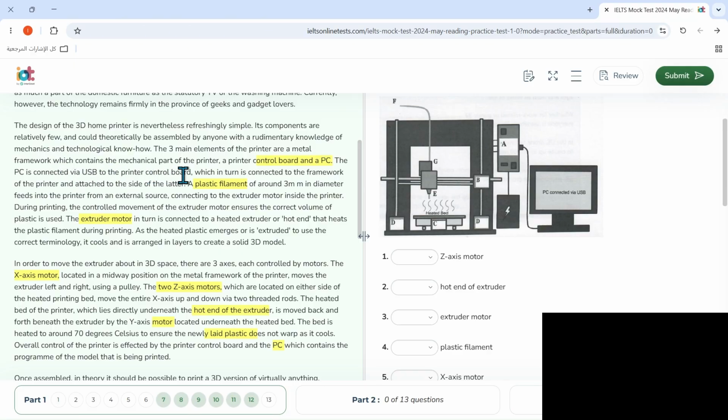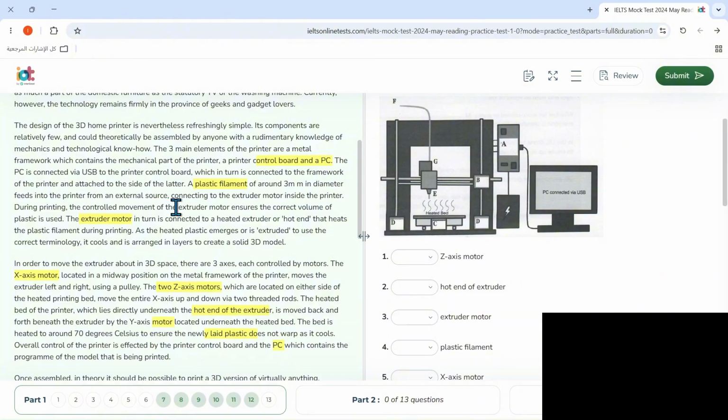Which contains the mechanical part of the printer, a printer control board, and a PC. The PC is connected via USB to the printer control board, which is in turn connected to the framework of the printer.